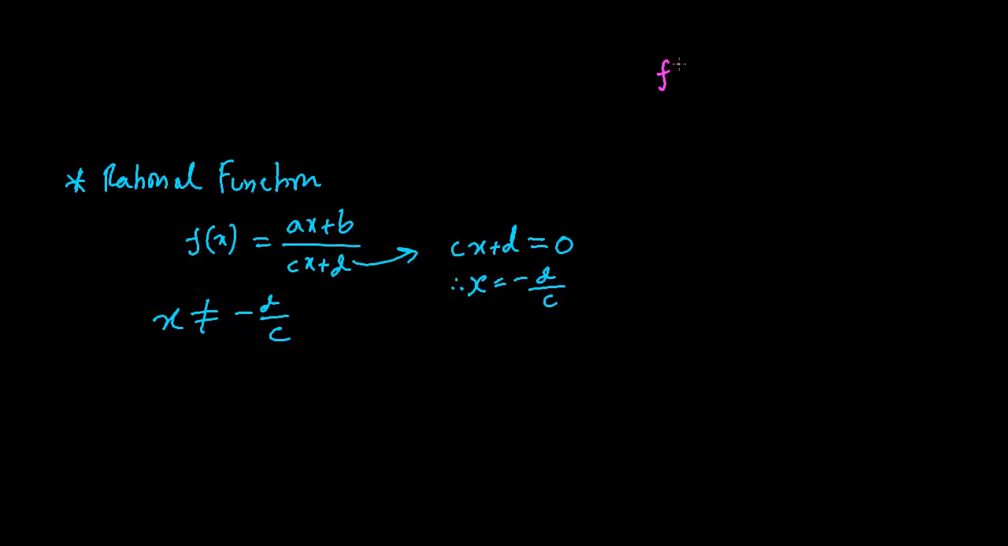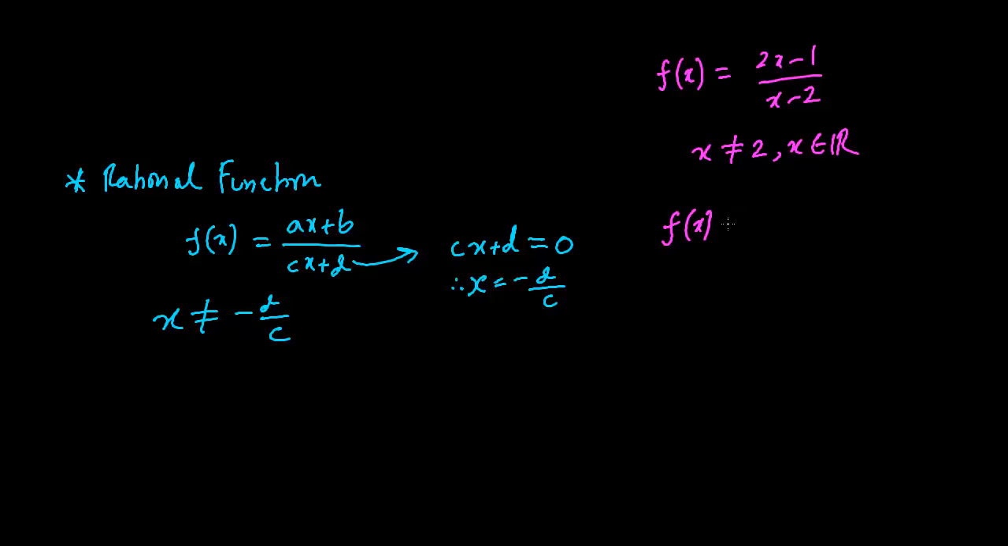First example, if you have a function f of x equals 2x minus 1 divided by x minus 2. Since downstairs will become 0 if we plug in 2, we will say that x cannot be equal to 2, but x can be any real number except for that.